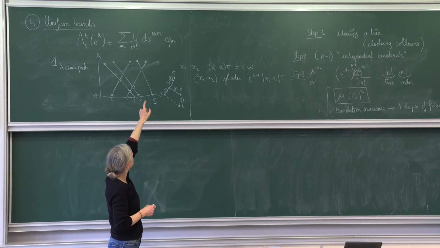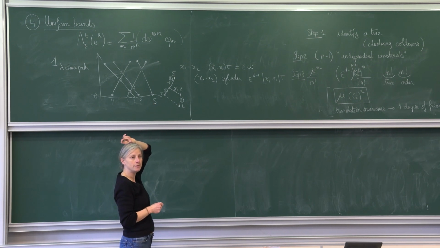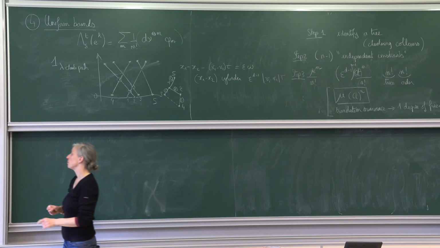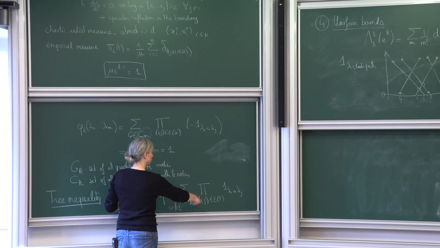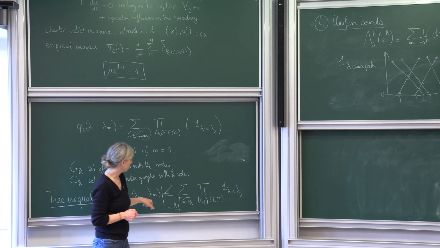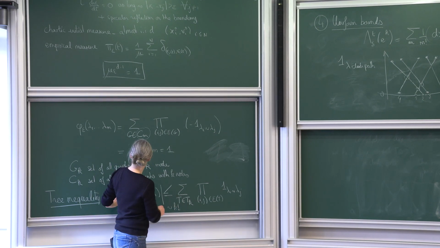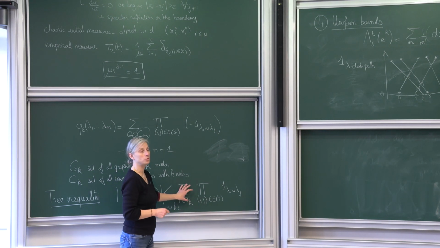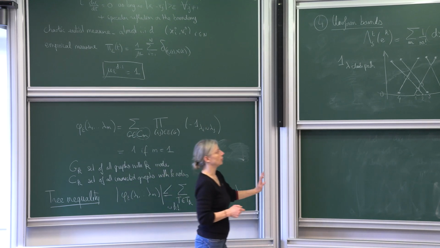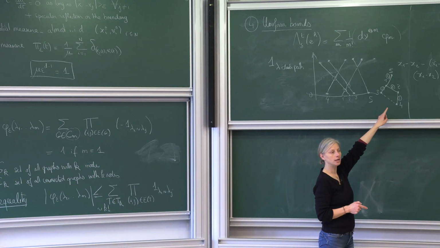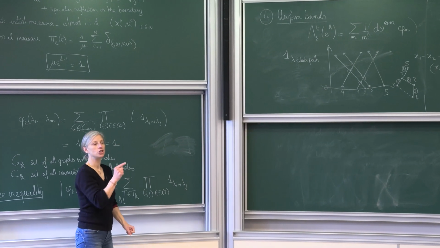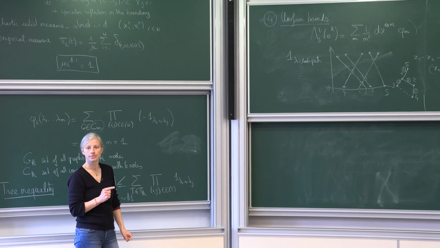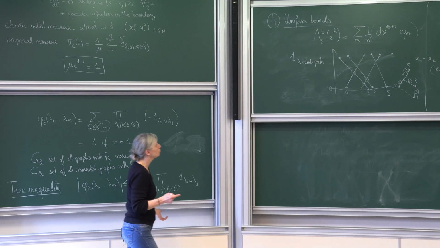Okay, but now it's not the end of the game because now I also have to control the phi m. And for the phi m, essentially I will do exactly the same. So I will use this thing here, and what it tells you is that you can control the phi m by the sum over all possible trees. So you see that you are exactly back to the fact that you have a tree, and you have this overlap condition each time you have an edge in the tree. Okay, so then you do exactly the same.